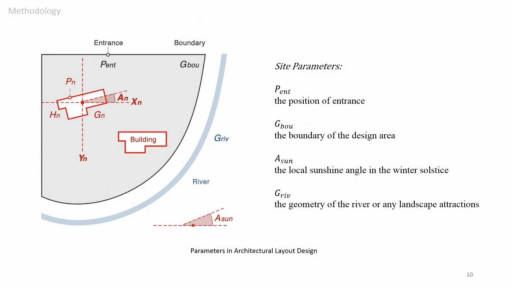To clarify the quotient and working limit, parameters to represent the condition and requirements of the design were proposed firstly. For the site, when designing, all parameters are already set and cannot be changed. Parameters include P_ent for the position of entrance, J_bow for the boundary geometry of the design area, A_sun for the local sunshine angle in the winter solstice, and J_ref for the geometry of the river or any landscape attractions. These four parameters stay constant and will be used to define penalty and reward functions.